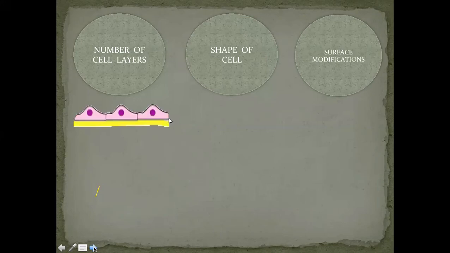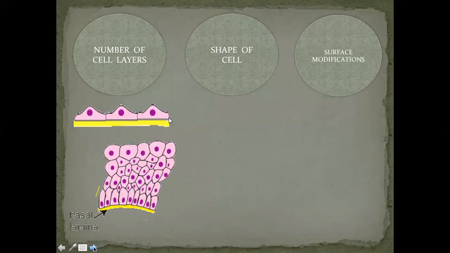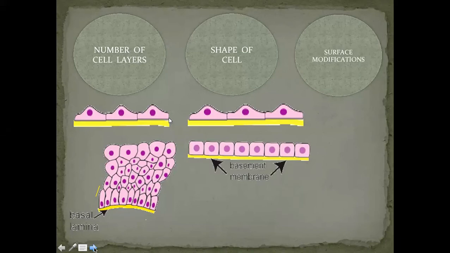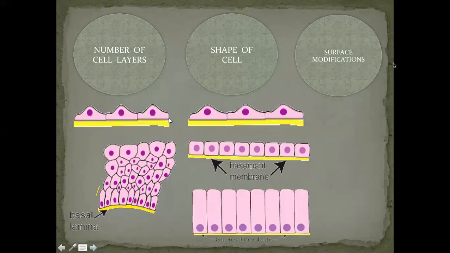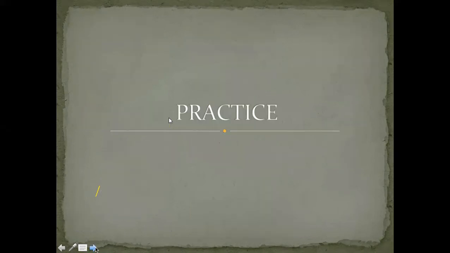Again, epithelium. We classify that based on the number of cell layers: simple or stratified. The shape of the cell can be squamous, cuboidal, or columnar. Then, the last part are the presence or absence of surface modifications. The surface modifications can be located at the surface, the basal, or the lateral. So, importante dito, alam ninyo kung saan ang surface, asaan ang basal, and asaan yung lateral portion of the epithelium. Okay? So, let's start first a practice before we go to the surface modification.